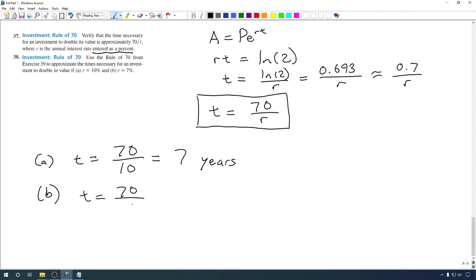On the other hand, if the r is 7, or 7%, then we expect it to take 10 years. Pretty simple formula. But the simpler formulas are probably the ones that are the most enticing.